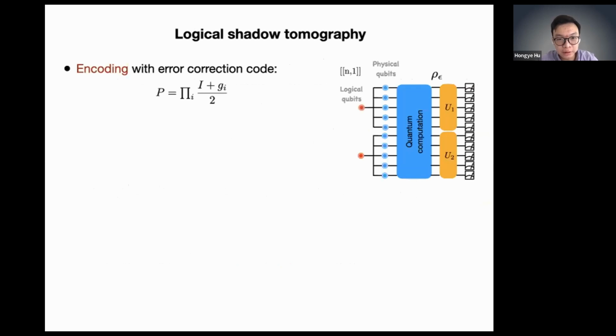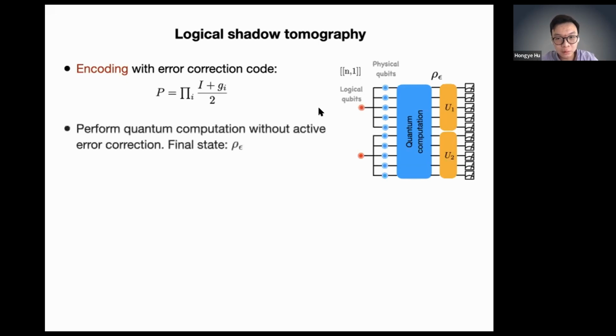In logical shadow tomography, we still use an error correction code to distribute the logical information to multiple physical qubits. In this cartoon, each of the red dots is a logical qubit, and each of the blue dots is a physical qubit. Once we do this encoding, we can perform the quantum computation without active quantum error correction. For any stabilizer code we are using, there is a projection operator associated with the code. Since errors happen on each of the physical qubits during this quantum computation, the final state will become noisy, so it will become rho epsilon.